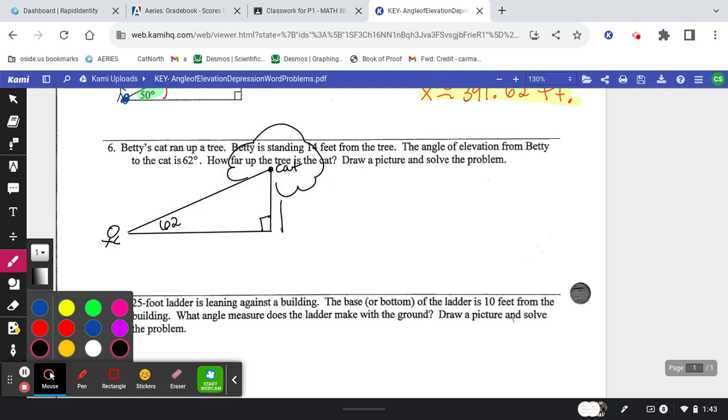Okay. And how far from Betty to the tree, they said is 14 feet. How far up the tree is the cat? So we're trying to find the opposite side, not the hypotenuse. Okay, so which trig function, so I'm standing here at the 62, uses the opposite, the x, and the adjacent? It's a TOA function. So tangent of 62 is equal to opposite over adjacent, and this one's the multiply problem.